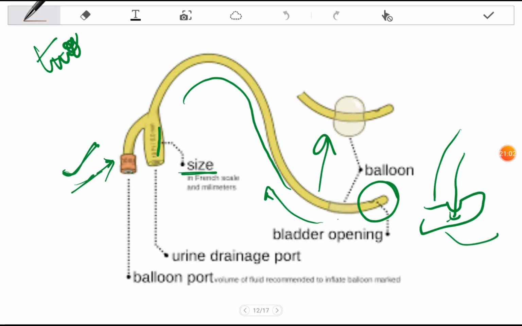So this is the basic labeled diagram of a catheter. So we'll start with this end.